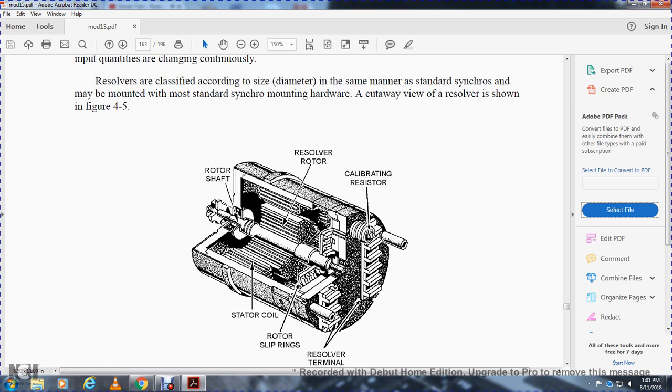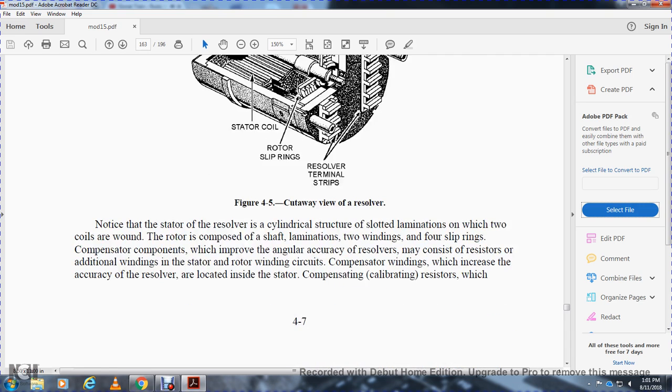Rotor shaft, stator coil, resolver rotor, calibrating resistor, rotor springs, resolver terminal. Note the stator of the resolver is a cylindrical structure with slot laminations. The coil of the rotor is composed of the shaft laminations, two windings with four slip rings.